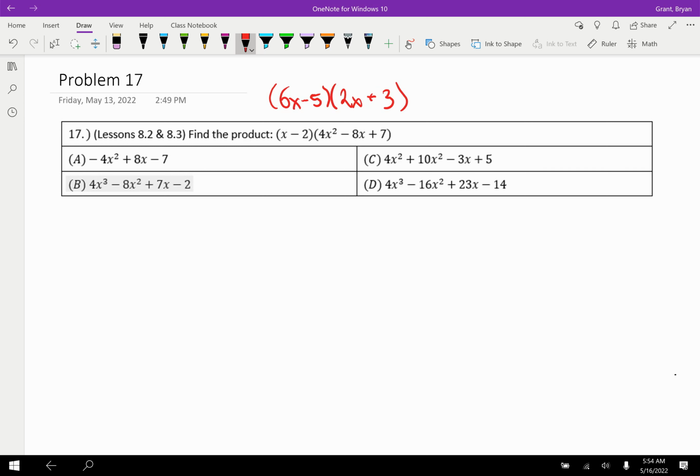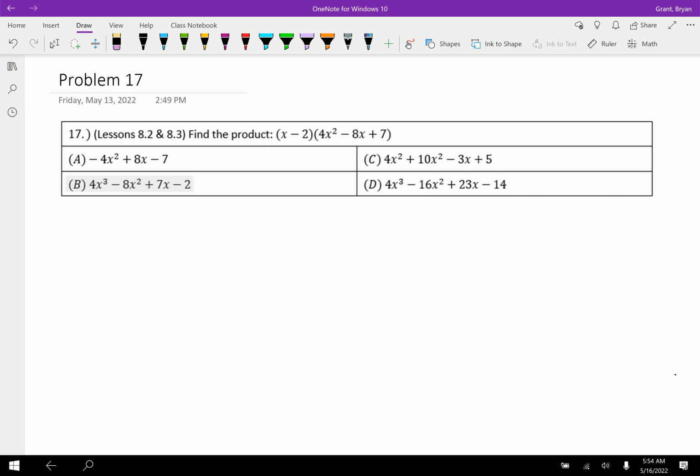I don't spend a lot of time on FOIL because for me, FOIL only works if you have a binomial times another binomial. I'd rather you learn something that works for every problem. So for example, on 17, where we have a binomial times a trinomial, FOIL's not going to get you the right answer here. There's just going to be too many terms to be held in those 4 letters of FOIL. So, forget I said FOIL. Let's go ahead and get to 17.